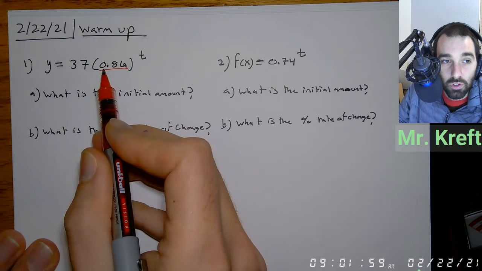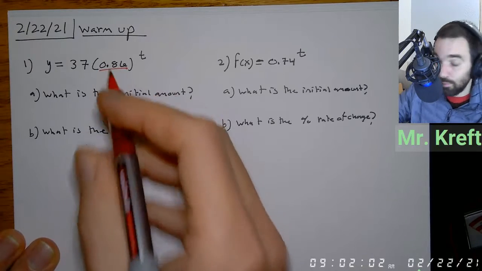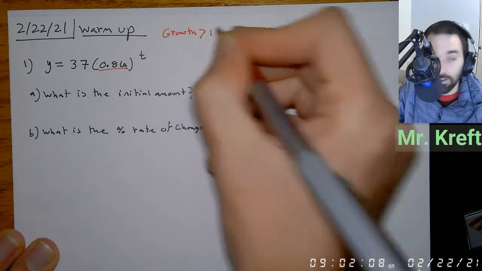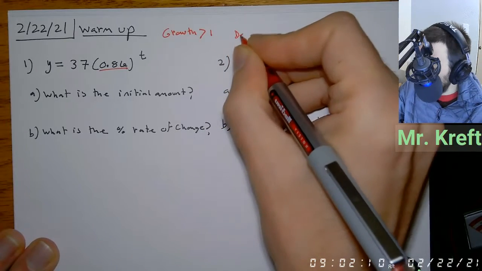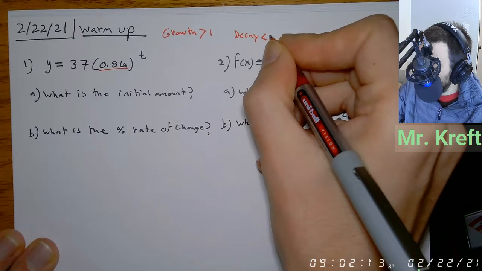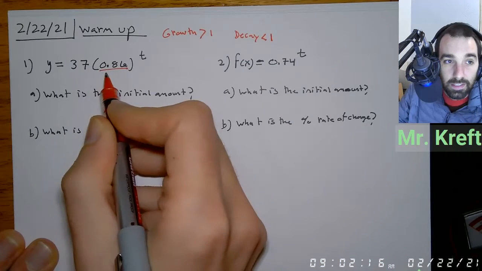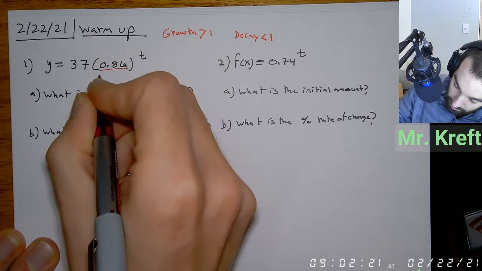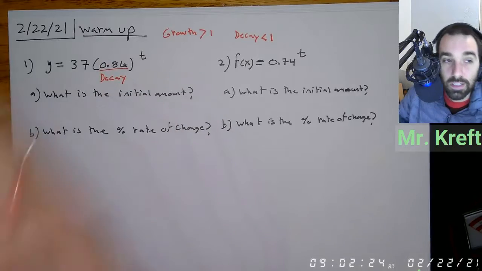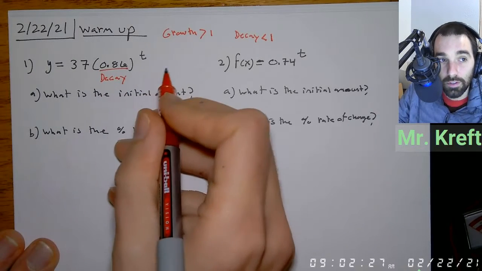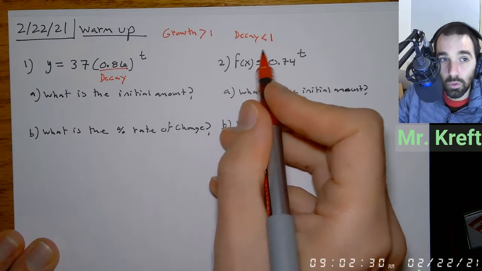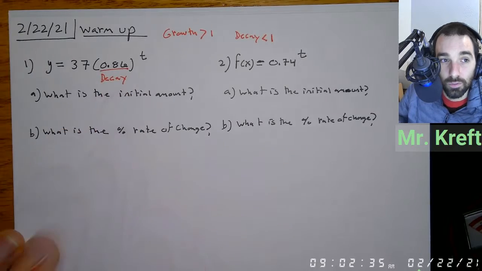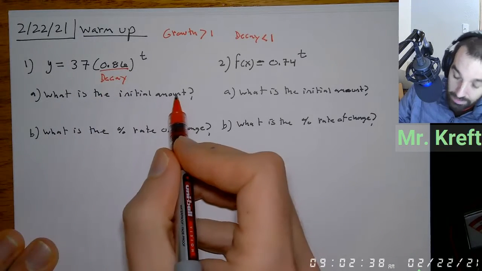So remember, we want to be able to know if this is growth or decay. The way to remember is that growth is greater than 1, and decay is less than 1. So is this less than 1 or greater than 1? This is less than 1, so this is going to be decay. That's how you know if it's going to be decay or growth. If it's greater than 1, you have growth. If it's less than 1, you have decay. Since 0.86 is less than 1, we're going to be getting smaller.